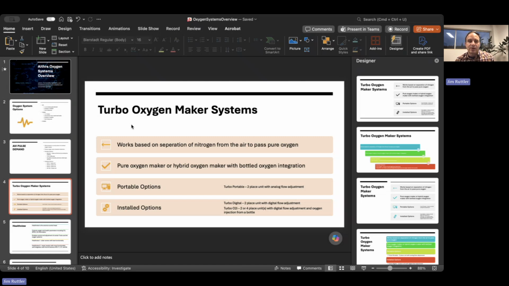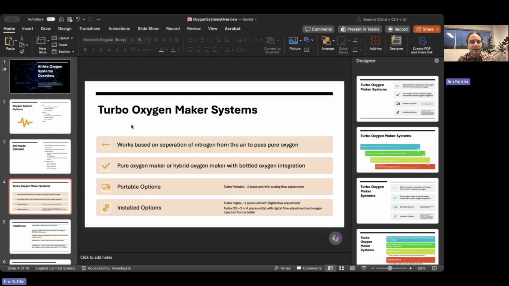The installed options of the turbo are three. We've got the turbo digital and the turbo O2i, which comes in either a 2 or a 4-place. So those are the three options: turbo digital 2-place, or turbo O2i 2-place, or turbo O2i 4-place. The turbo digital is just an oxygen maker only. It does not integrate with a separate oxygen bottle to enhance the flow. We'll talk about the limitations on that, but there is a limitation that is due to the total flow rate abilities of the turbo digital and how much volume of oxygen it can output at different altitudes.